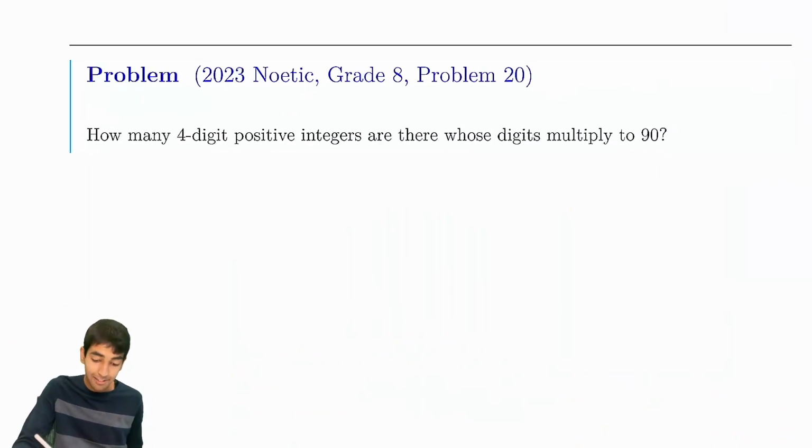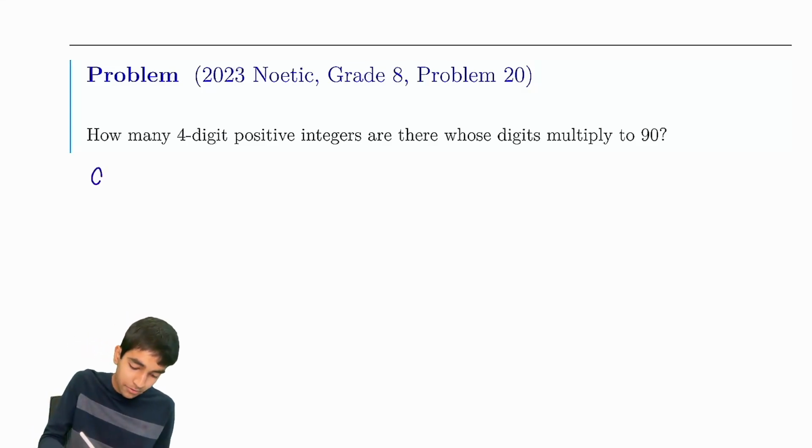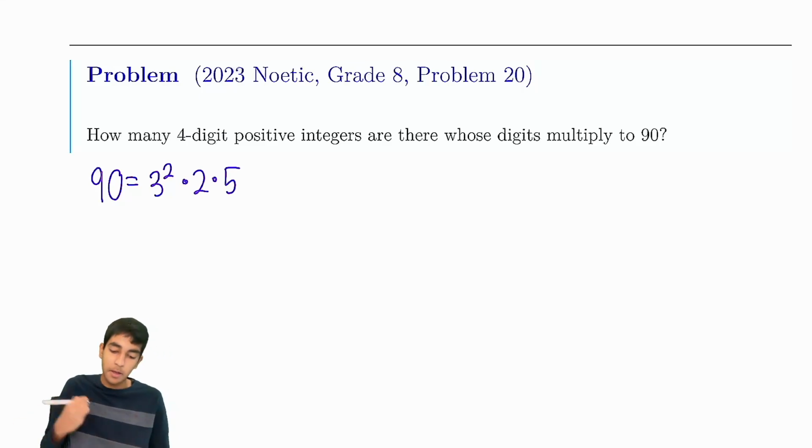This was the last problem on last year's grade 8 contest. So theoretically, it should be the hardest problem, but we'll tackle it. How many 4-digit integers are there whose digits multiply to 90? So naturally, the first thing we want to do is prime factorize 90. We have 9 times 10, which is 3 squared times 2 times 5, basically.